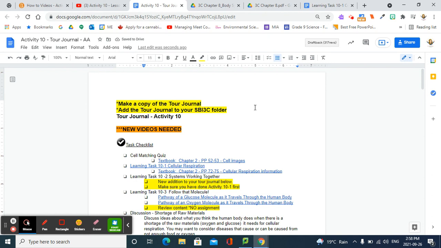Okay, so those are the changes to Activity 10. I think you guys are going to like the fact that the textbook links are there, and I think it's going to be fairly straightforward as you move through it. Reach out if you have questions.